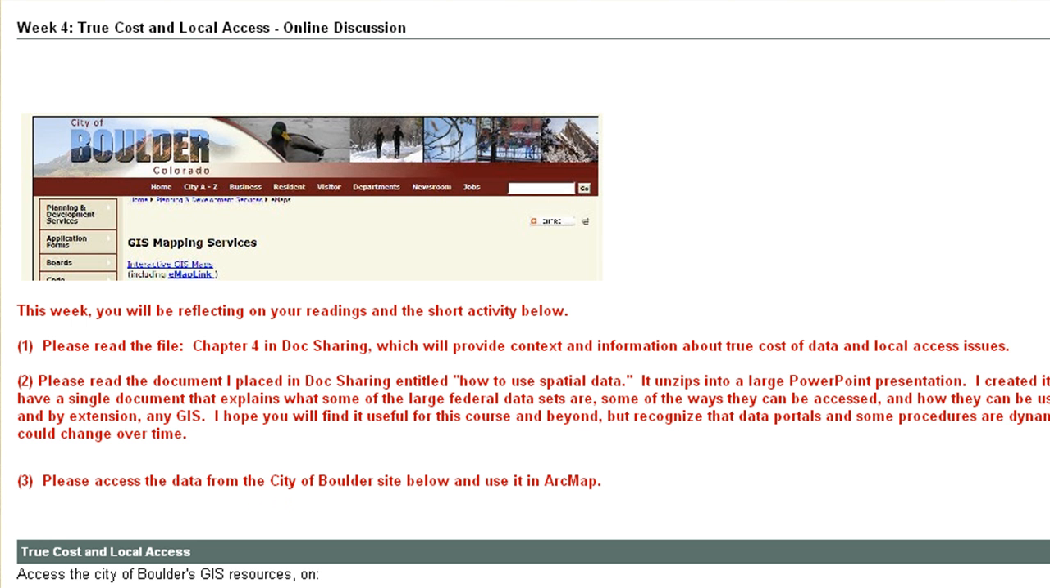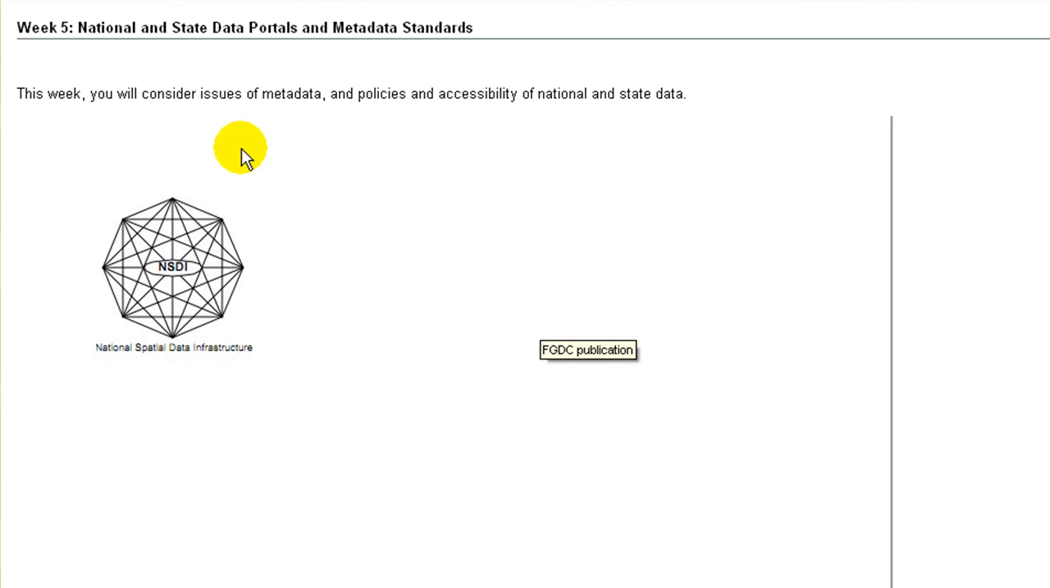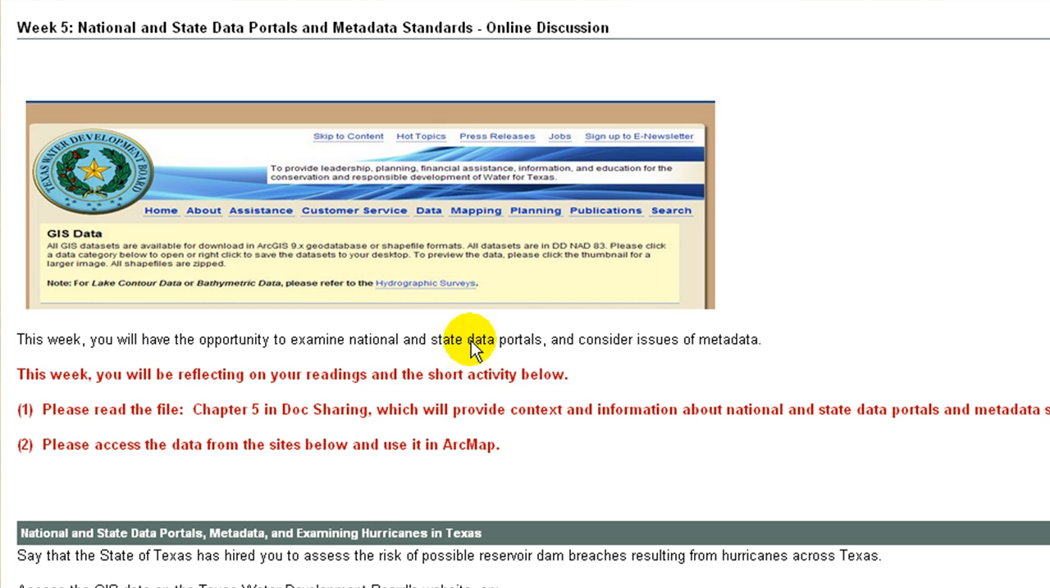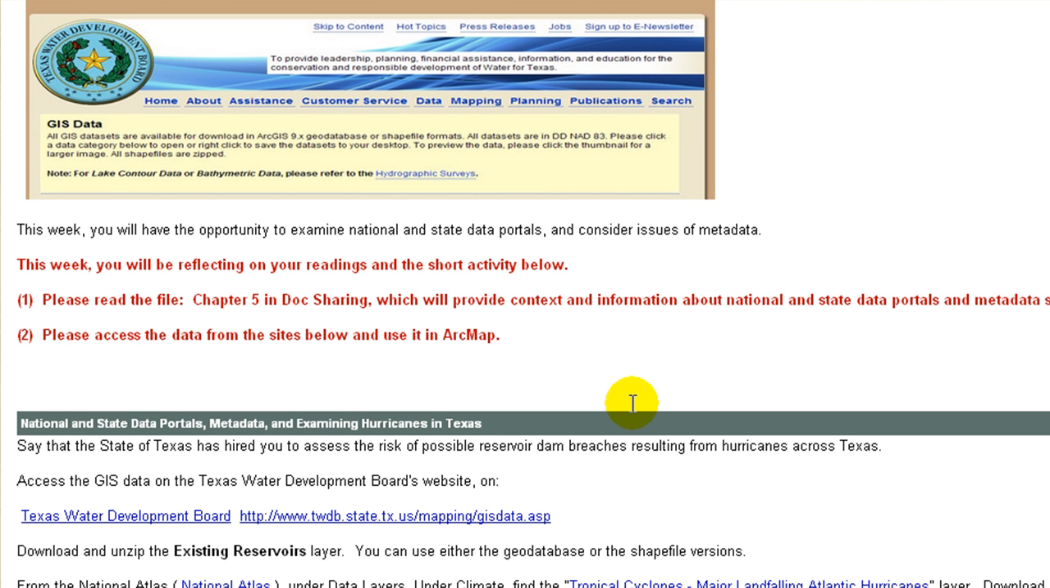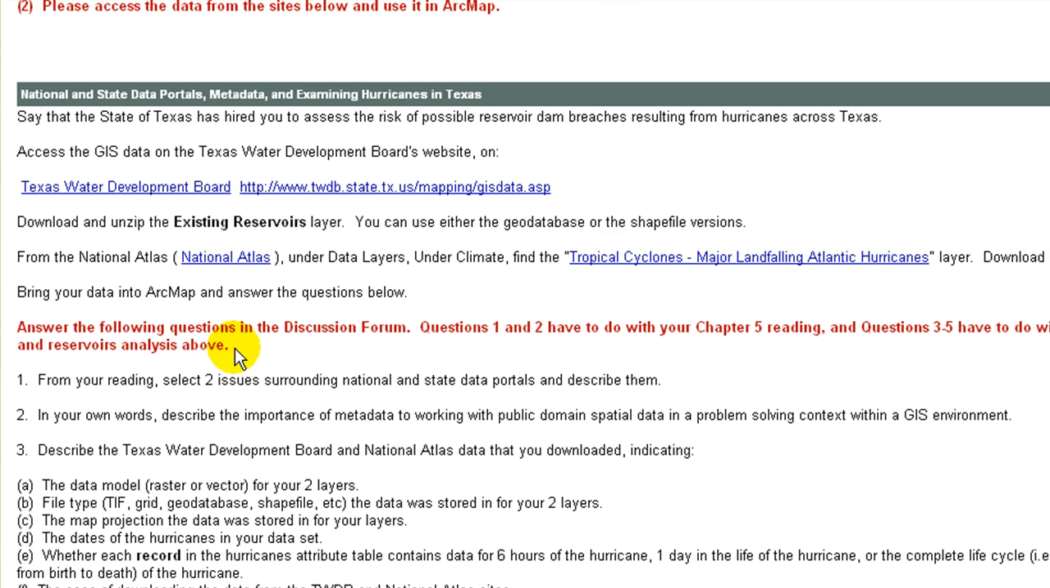Let's take a look at week 5 now. Week 5, National and State Data Portals and Metadata Standards. This week you will have the opportunity to examine national and state data portals and consider issues of metadata. Please read the Chapter 5 in the GIS Guide for Public Domain Data, and please access the data from the sites below and use it in ArcMap.